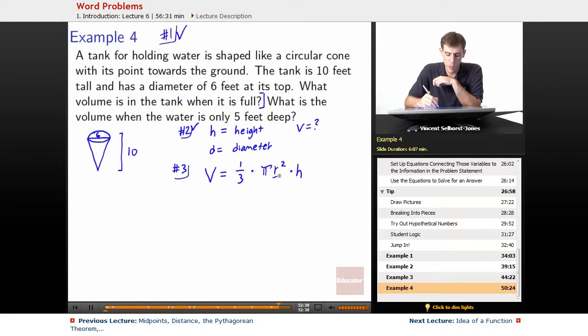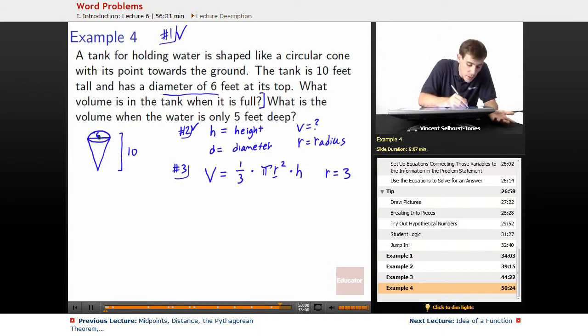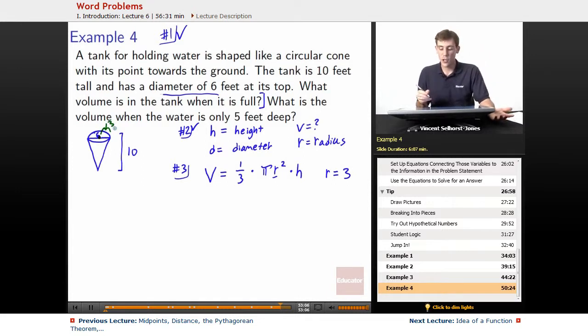But did we have r show up before? No, we didn't. So let's make a new one. r equals radius, right? So we were told some stuff here. We were told the diameter is 6 feet. So how does a radius connect to that? Well, oh, right, diameter is just double the radius. Radius is half the diameter. So r equals 3, right? If the whole thing is 6, then halfway is going to be 3. So r equals 3. Our height was 10 feet tall, so h equals 10. Now we've got only one unknown left in this equation here.